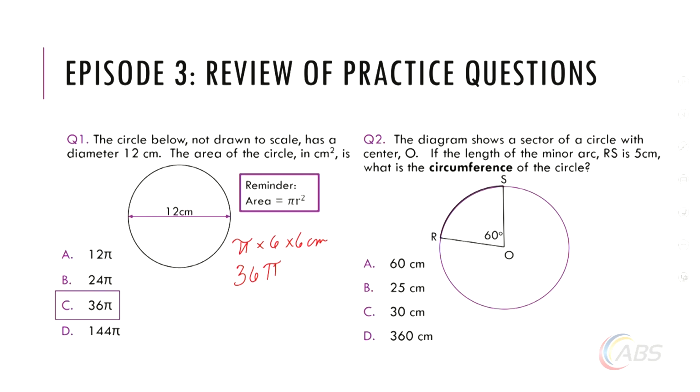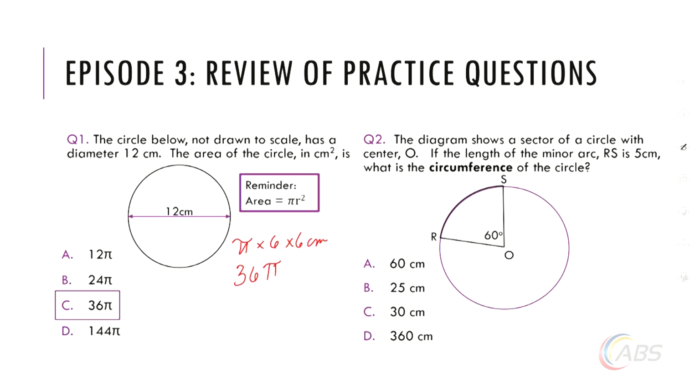Question 2. The diagram shows a sector of a circle with center O. The length of the minor arc, RS, is 5 centimeters. What is the circumference of the circle? The diagram shows a sector of a circle with center O. If the length of the minor arc, RS, is 5 centimeters, what is the circumference of the circle?